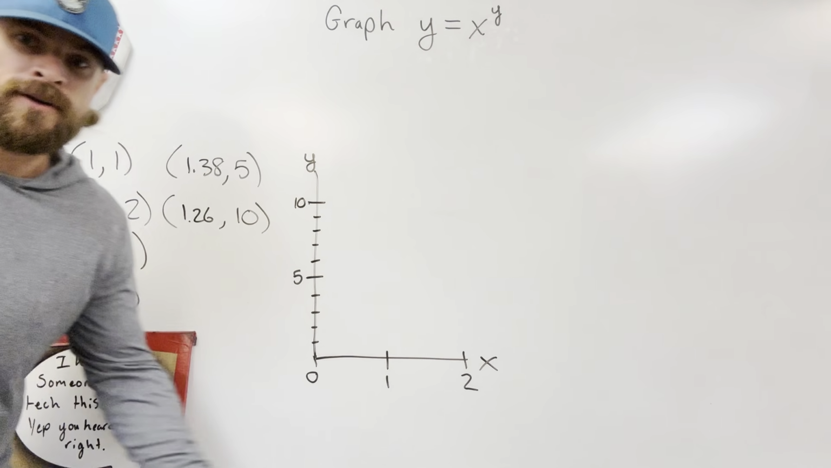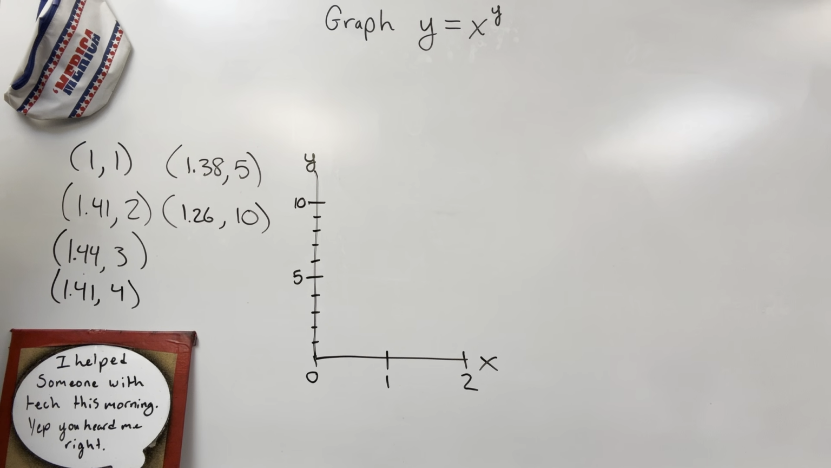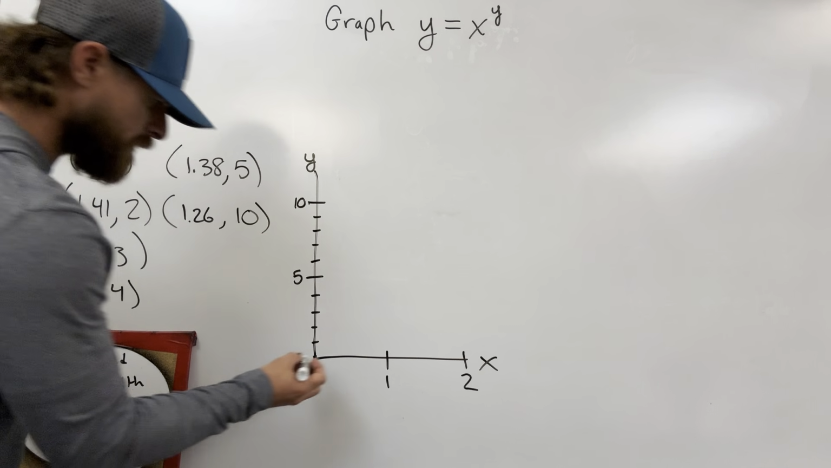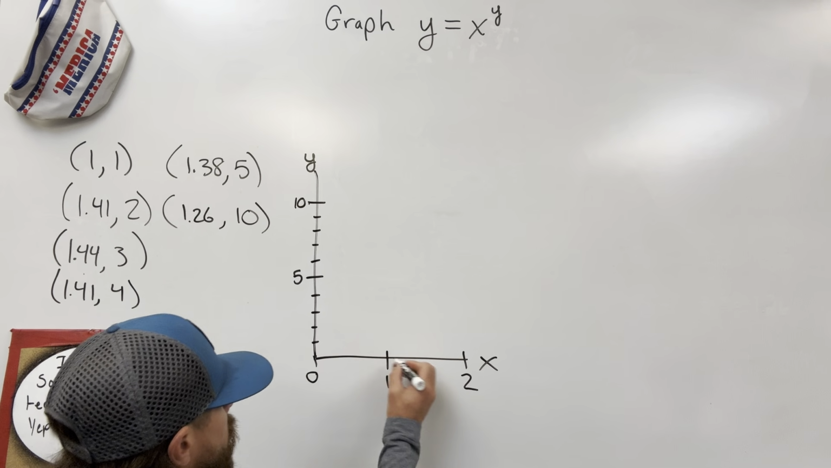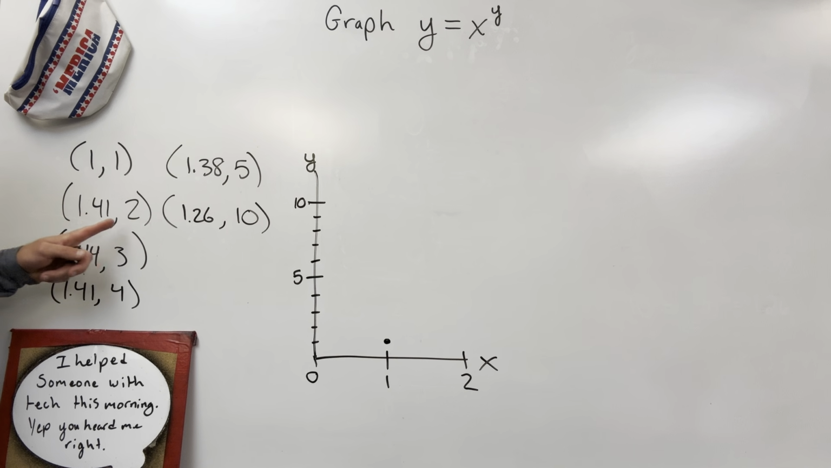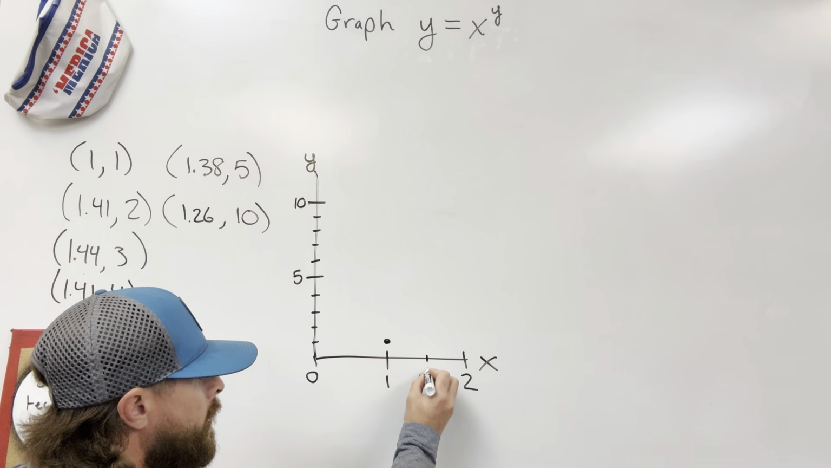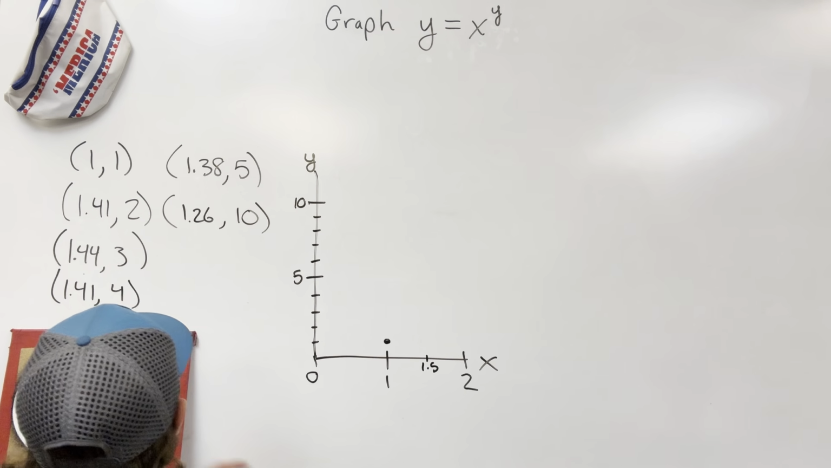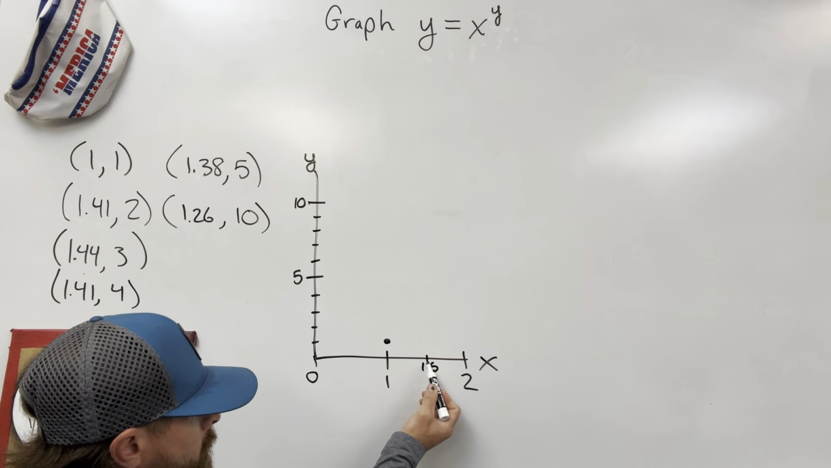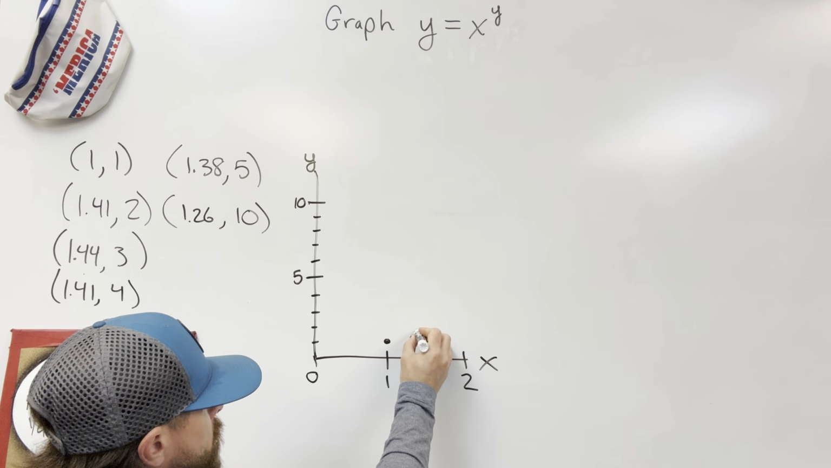All right, now we have a graph with an x and a y axis. Here we have a bunch of points that we can plot. So let's just start with the obvious one of 1, 1. So I'm going to go 1 over, 1 up. Plug that dot down. 1.41, 2. 1.41. So I'm going to mark halfway between 1 and 2. That's my 1.5, obviously. 1.41 is going to be a little to the left of 1.5. And that's going to take me up to 2. So let's put it right about there.